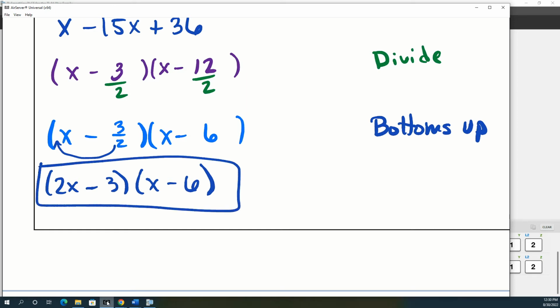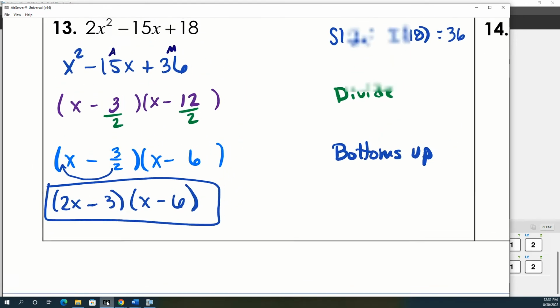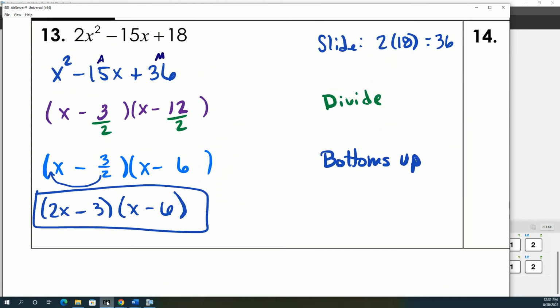And unless we made a mistake somewhere, which is possible, there's lots of little steps here, this should be how you factor it. Now, how can we know if this is right? You just multiply it back out. So I'm going to do that for this one. I'm going to multiply it back out.